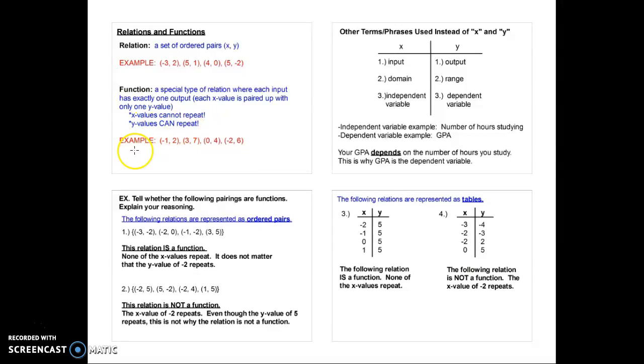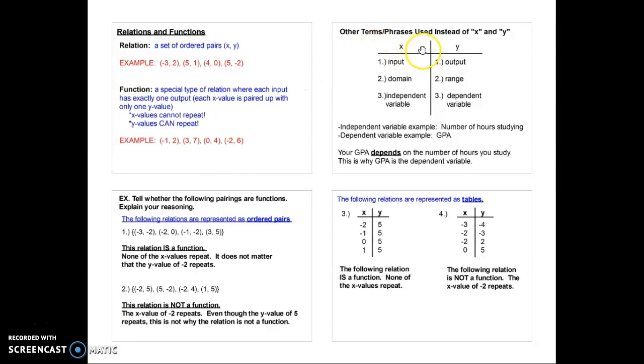So here's an example. (-1, 2), (3, 7), (0, 4), and (-2, 6). Now, it's a set of ordered pairs, so it is a relation. Everything is a relation first. Then we have to decide, is this a function? And it is, because none of my x values repeat. I have a -1, a 3, a 0, and a -2. So none of the x values actually repeat, which means it is a function.